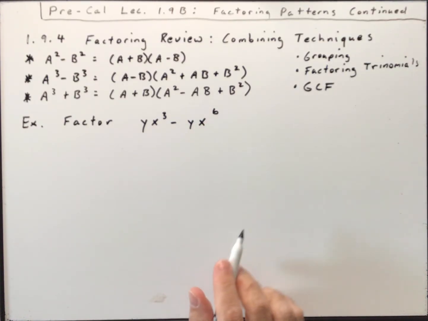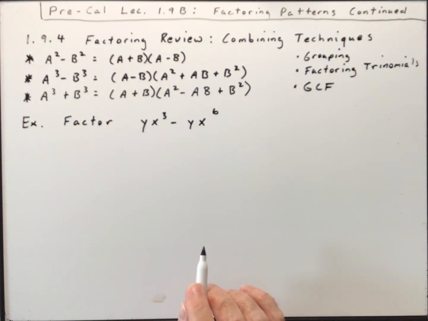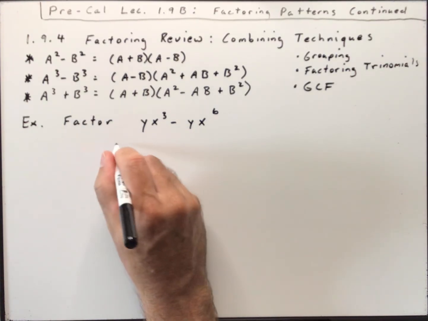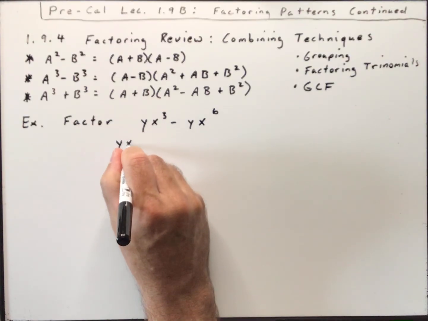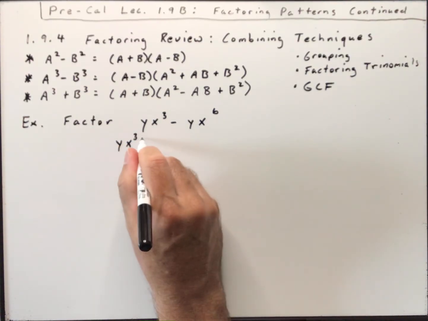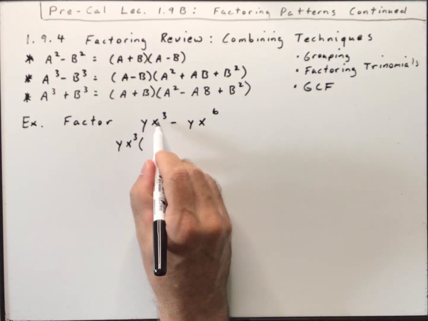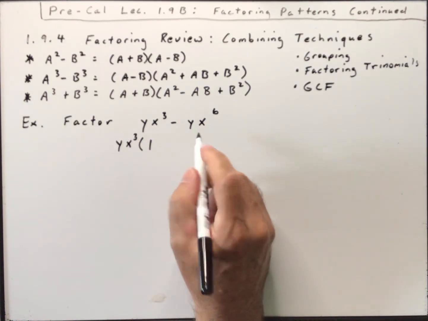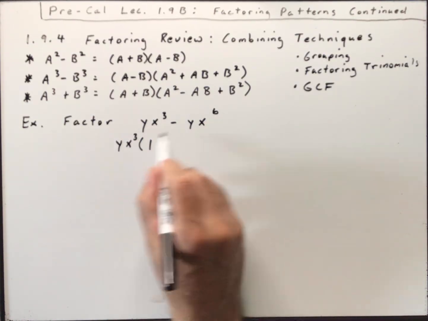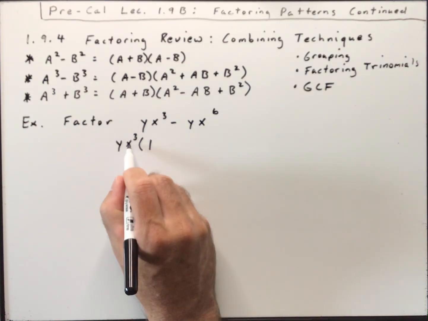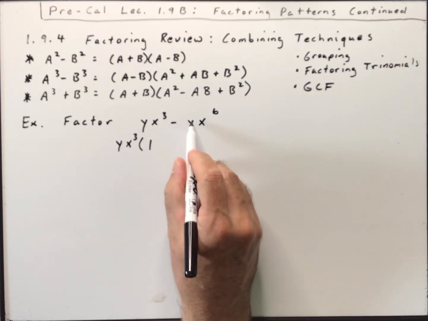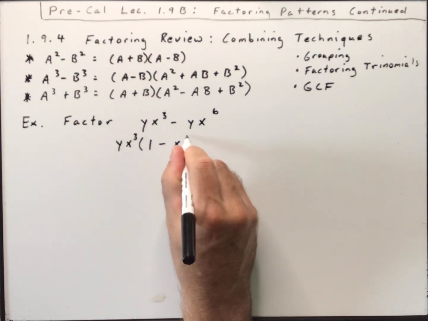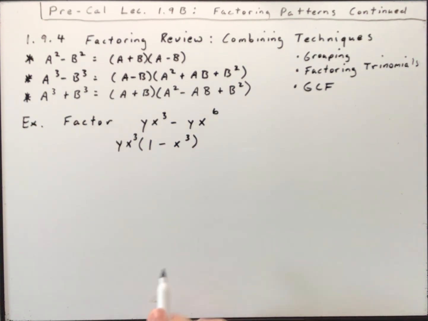So before you do anything else, we always want to factor out the greatest common factor. Well, what's the greatest common factor? It would be y times x cubed. Well, what's left? y times x cubed divided by y times x cubed would just be 1. And then y x to the 6th divided by y x cubed, the y's would cancel out, and you'd have minus x cubed. So you've gotten some partial credit here.